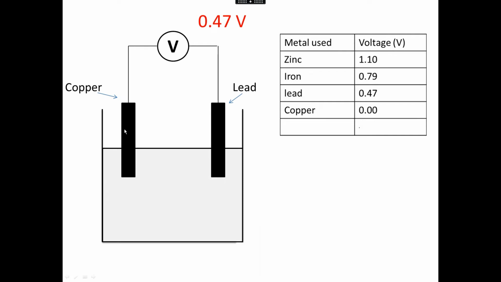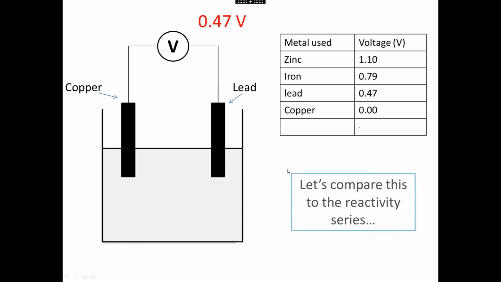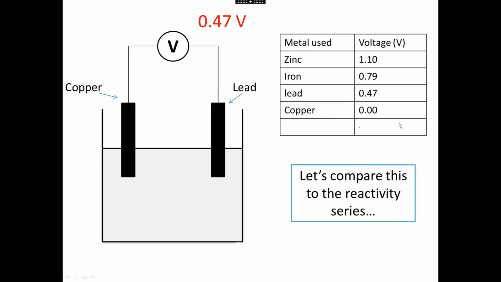They were all compared against copper: iron against copper, zinc against copper, magnesium against copper. So copper is staying the same every time. Now, if you put copper and copper with itself, you get 0. So lead is 0.47 volts when it's connected to copper. Iron, 0.79 volts when it's connected to copper. Zinc, 1.10 when it's connected to copper, right?